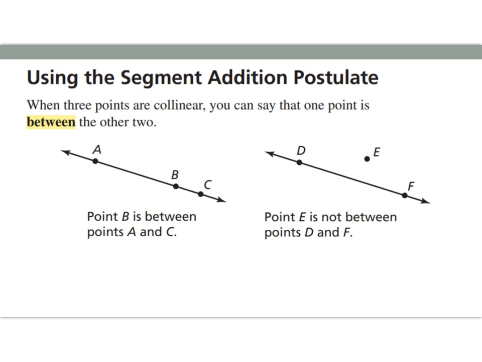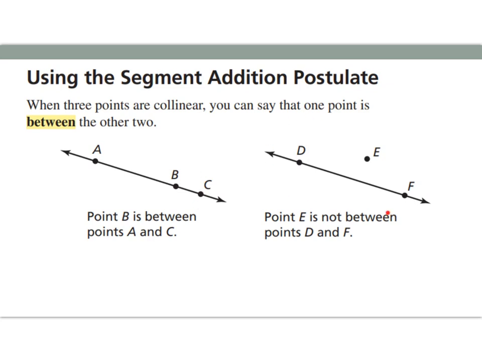Now the last thing we're going to look at in section 1.2 is what we call the segment addition postulate. The segment addition postulate just tells us that when you have 3 points that are collinear, and remember, collinear means that they lie in the same line, then we can say that one point is going to be between the other two. So when you look at this example here, we can see that point B is going to be in between A and C.